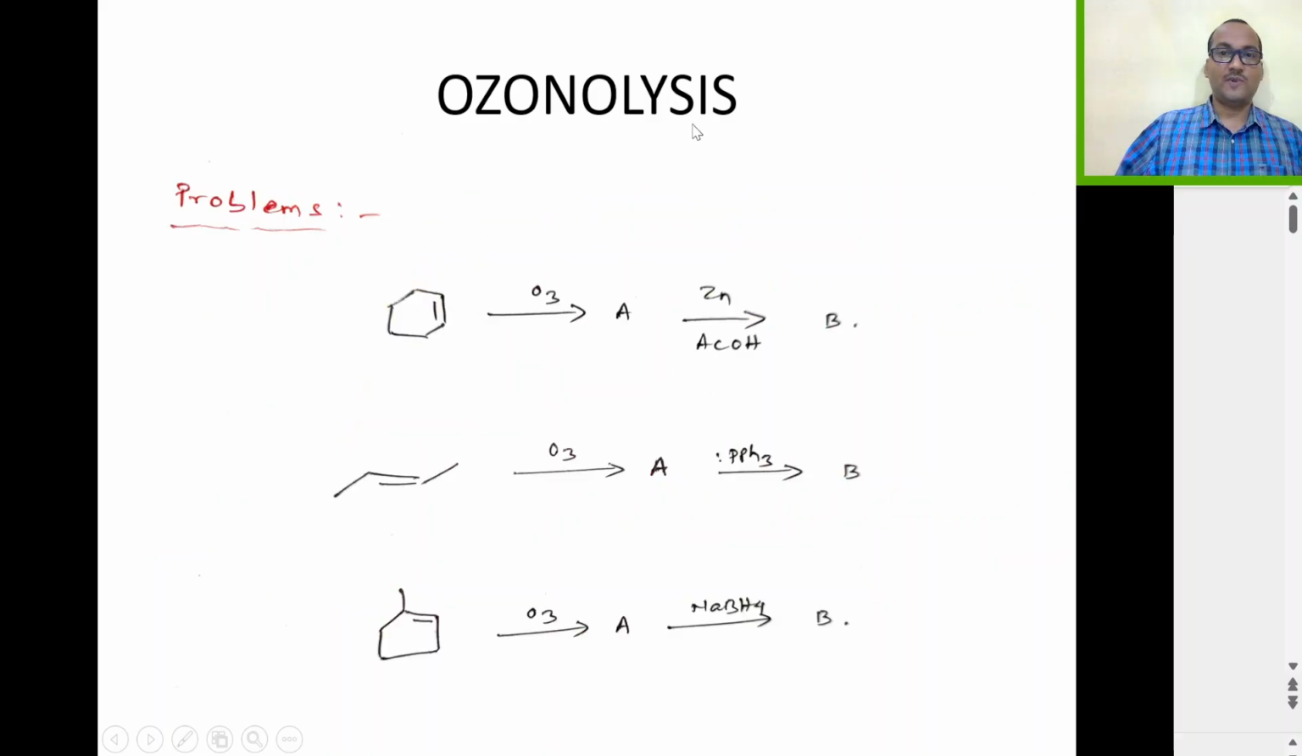So here are some problems for ozonolysis. So suppose you take this cyclohexene and you react with ozone. What will be the product? And you treat that with zinc and acetic acid. What will be the product? Similarly, you take this simple alkene in presence of ozone and triphenyl phosphine. You need to write down what are the products. Similarly, this cyclopentene derivative. So in presence of ozone and sodium borohydride, what will be the product?